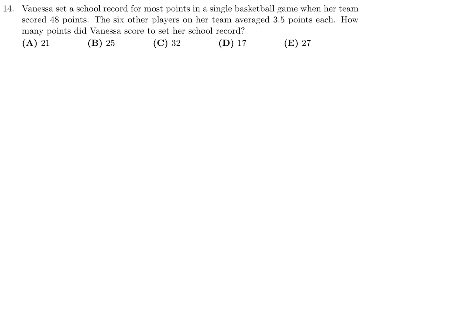Vanessa set a school record for most points in a single basketball game when her team scored 48 points. The other 6 players on her team averaged 3.5 points each. How many points did Vanessa score to set her school record? All right, so we got 48 minus 6 times 3.5. That would give me just Vanessa's score. And that is 48 minus 21, which is equal to 27. So Vanessa scored 27 points, and therefore number 14, the answer is E.